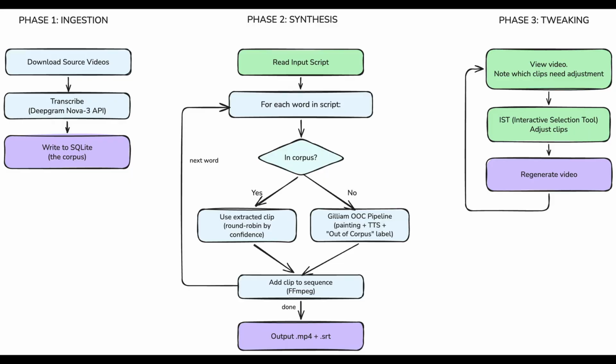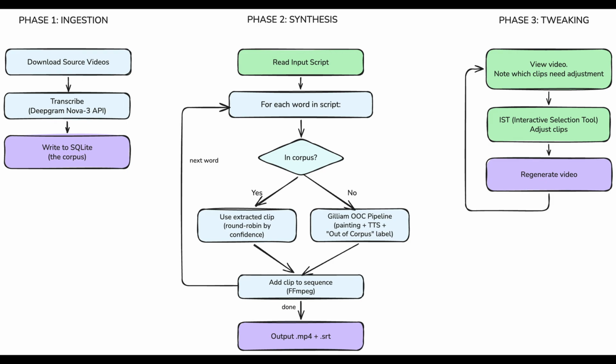StitchVid has three phases. In phase 1, ingestion, we download source videos from places like the Internet Archive and YouTube Creative Commons. Each video is transcribed word by word using DeepGram's Nova 3 API, and every word goes into a SQLite database, the corpus, with its exact timestamp and confidence score. We ended up with over 110,000 words from 38 videos.